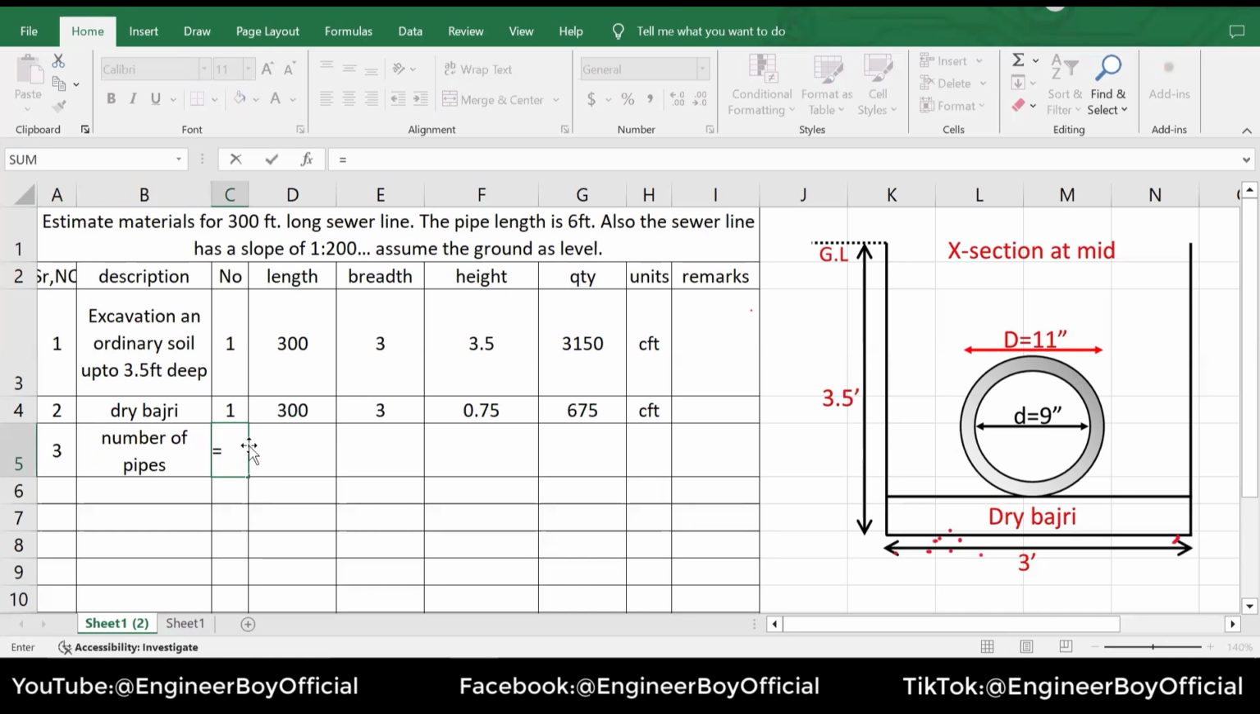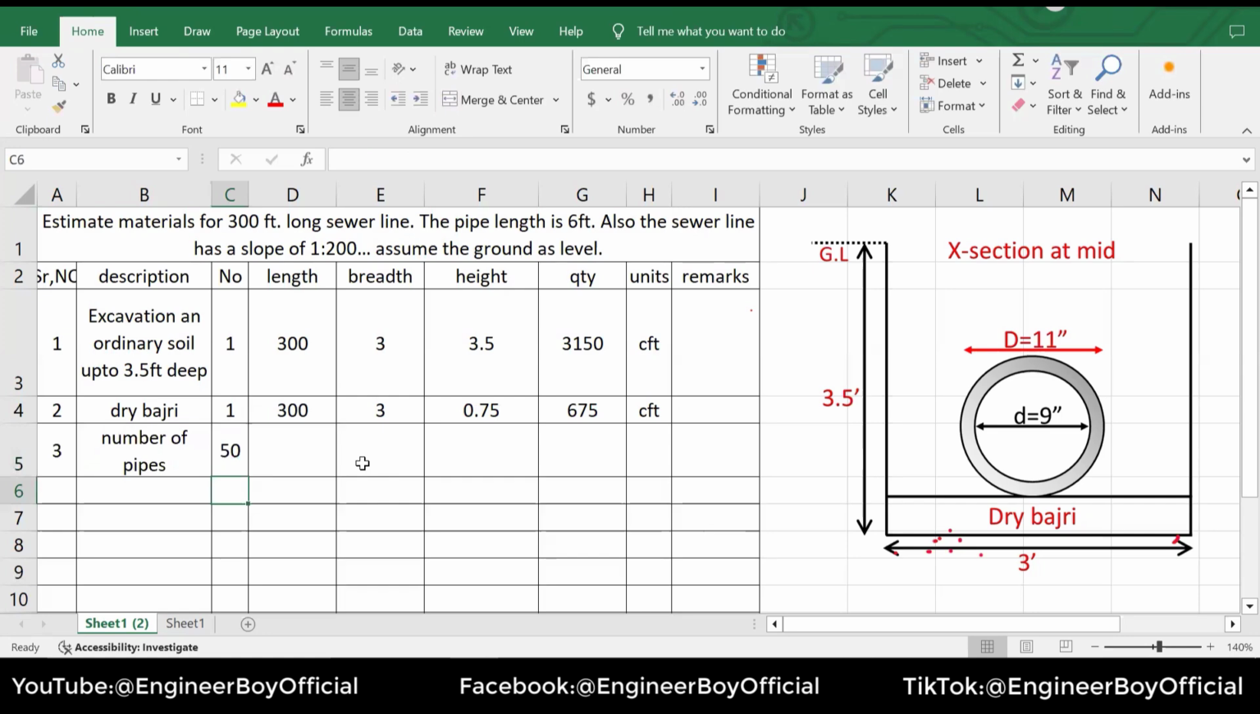That should be the length. We can take this length or that one, it does not matter because it is just a known thing. Okay, so the length, and we will just divide that by the length of one pipe, and that is of course 6 feet.